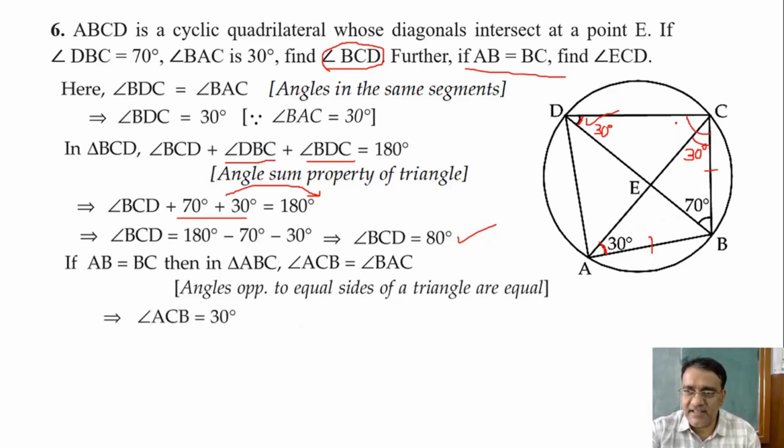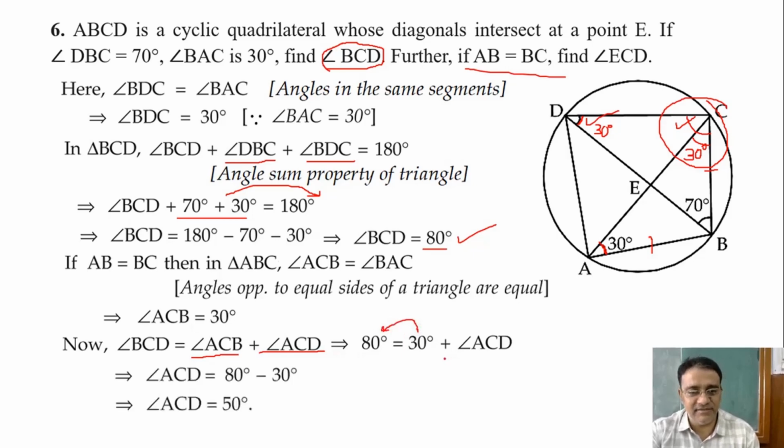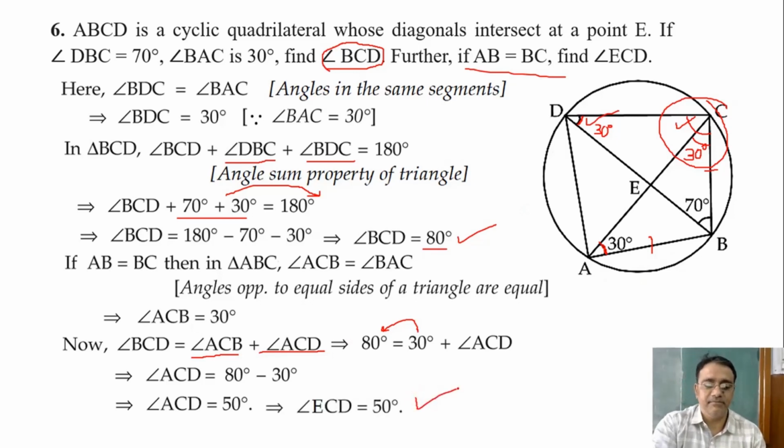Now how will you find this angle, ECD? Because this complete angle is 80 degree we got. So ECD we can find by subtracting 30 degree from 80 degree. Angle BCD is equal to angle ACB plus angle ACD. Angle ACB we got 30 degree, right? So angle ACD we will get 80 minus 30, that is 50 degree. Now ACD and ECD are the same angle. Any doubt here? No, sir.